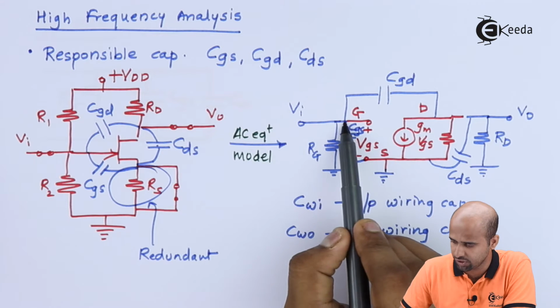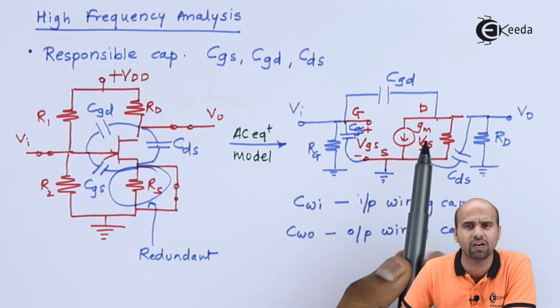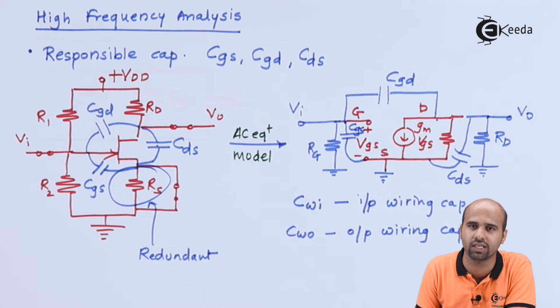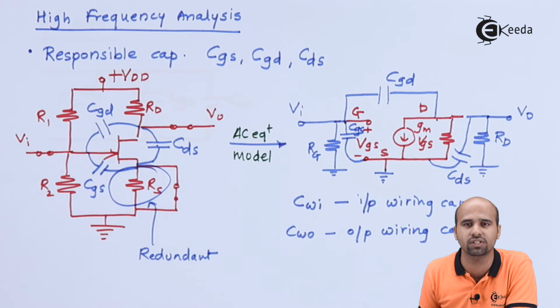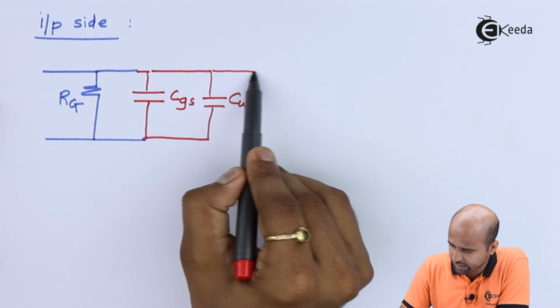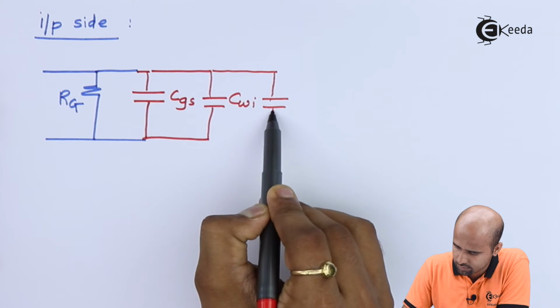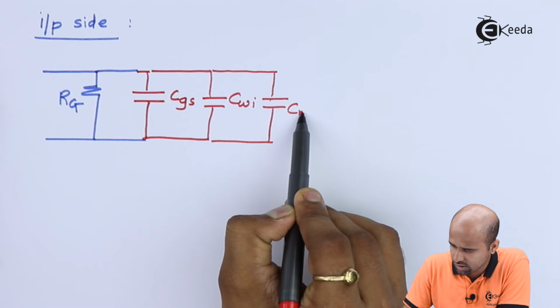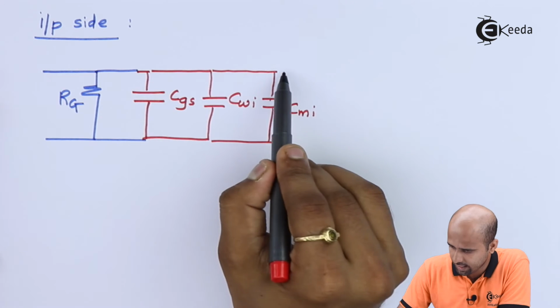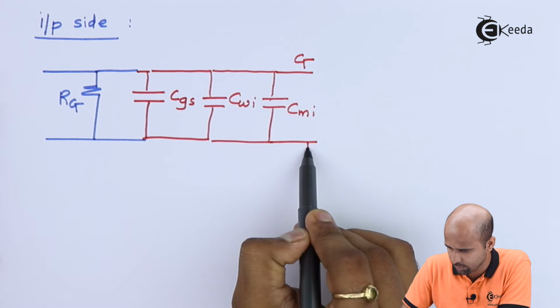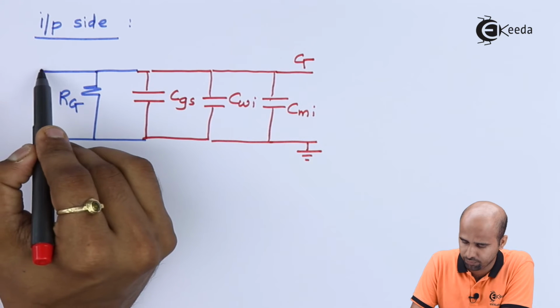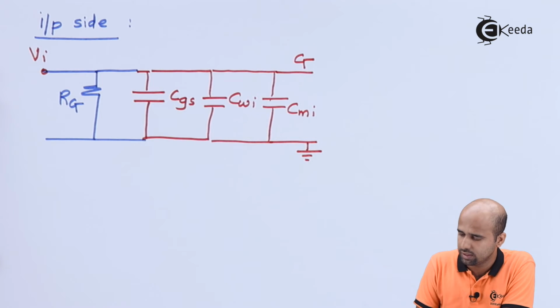CGD is connected in between input and output, but don't worry, we have Miller's theorem which will simplify our circuit, by replacing this CGD at input as well as output side with a function of gain. So we'll treat this CGD as Miller's input capacitance, and now here is your gate terminal, here is your source terminal which is connected with ground terminal. This is your input. This will form your input side of FET.